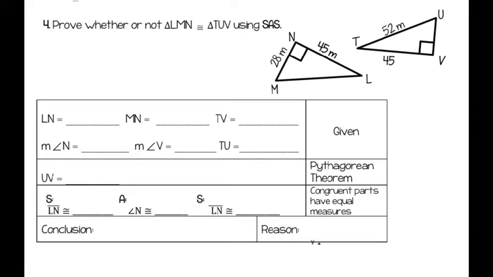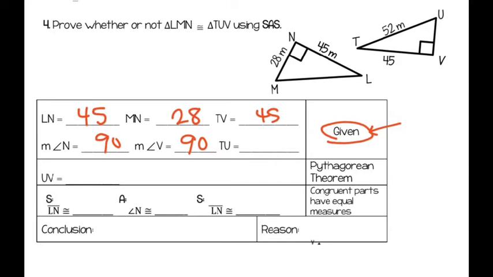The way I've got this set up, it does say given, and that's always going to be your first step of a proof, just to list what you already know. So you'll notice that it says LN. I already know that one, so we're just going to write 45, and that's why it's given. It's given, and so I didn't have to do anything to find that out. MN is also given to me. TV is given as well. The measure of angle N is 90 degrees. That's given because of the symbol. The measure of angle V is 90 degrees because of the symbol, and then TU is 52. And all of that was given in the picture. You didn't have to calculate anything. You didn't have to use any theorems or anything like that.